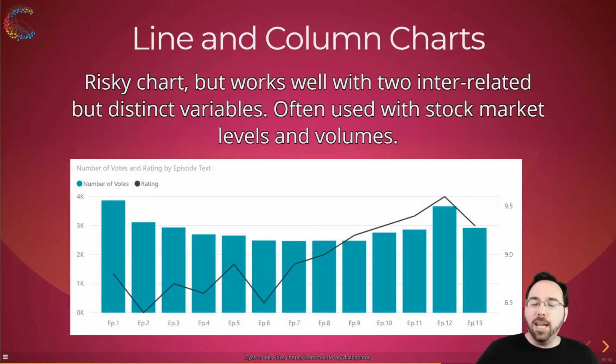You can combine a line chart and a column chart if you have 2 interrelated but distinct variables. So for example, this is the number of votes and the rating by episode of The Punisher. You'll also see this with stock market, the stock price at different times of the day, as well as the volume of shares sold.